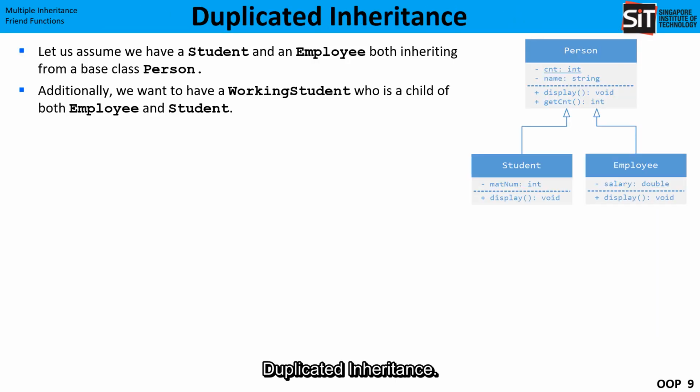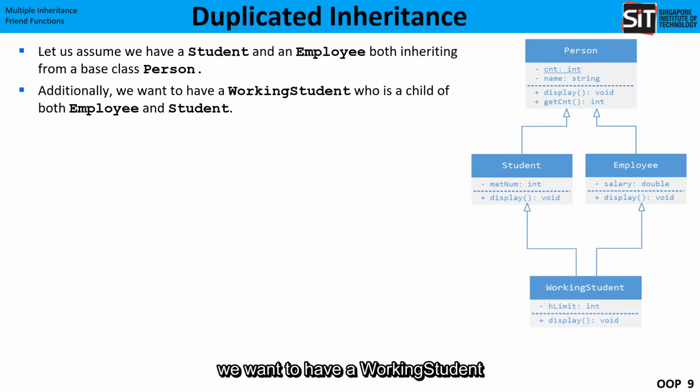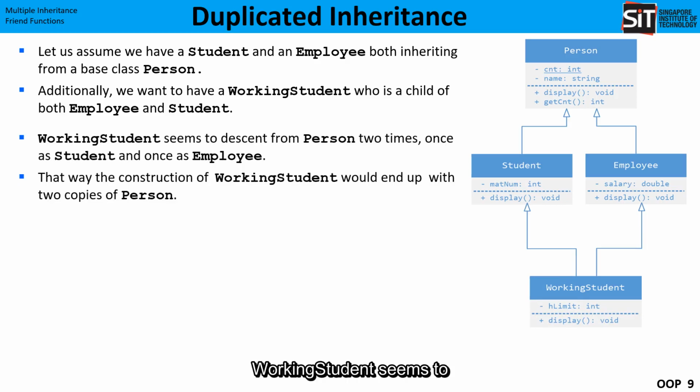Duplicated inheritance. Multiple inheritance does have its own issue, that is, duplicated inheritance. Let us assume we have a student and an employee, both inheriting from a base class person. Additionally, we want to have a working student who is a child of both the employee and student. Working student seems to descend from the person two times, once as a student and once again as an employee.